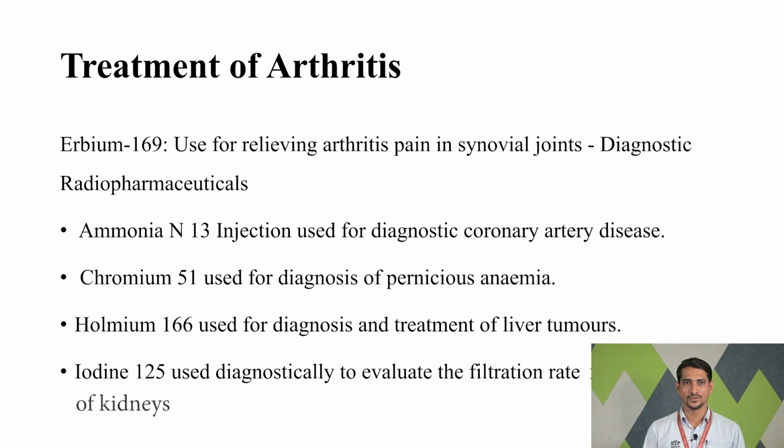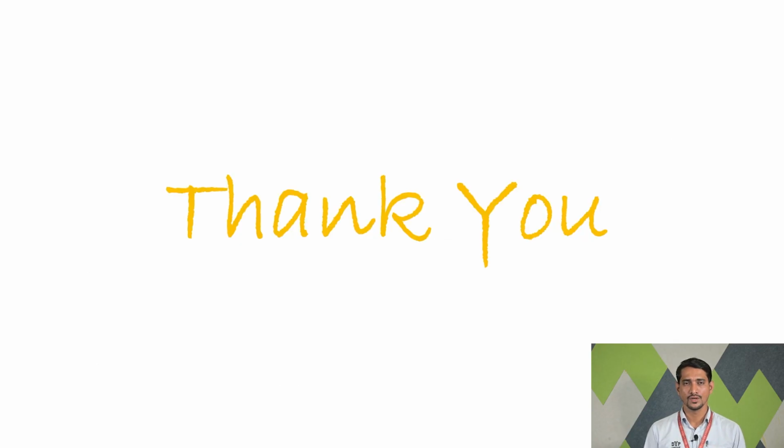Holmium 166 is used for the diagnosis and treatment of liver tumors. Iodine 125 is used for the diagnosis and evaluation of the filtration rate of kidneys. That is, if you want to check the glomerular filtration rate, then we can use iodine 125. Thank you. This is about the radiopharmaceuticals.